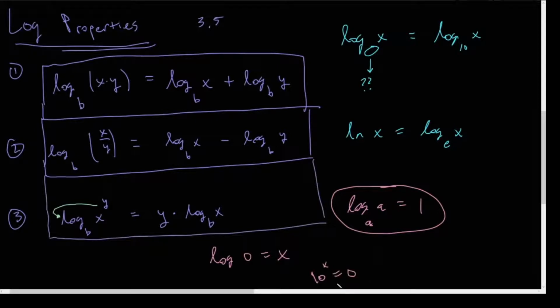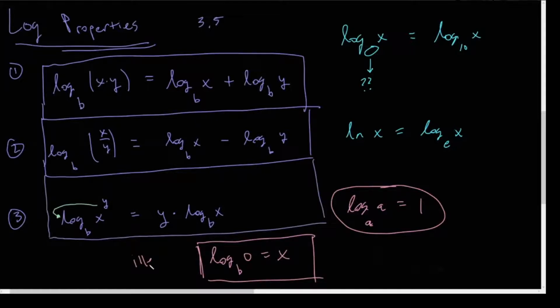10 raised to what power equals 0? Well, it's not 0, because 10 to the 0 is 1, right? There's no solution here. So log 0 is illegal. Can't do it. Is the 0 below the log? This is log base 10 of 0. Or anything. Any base log of 0 is illegal.